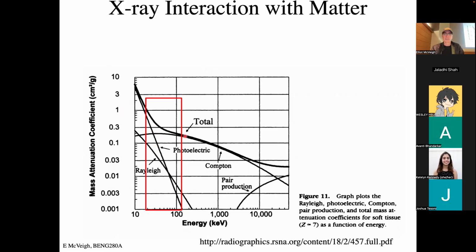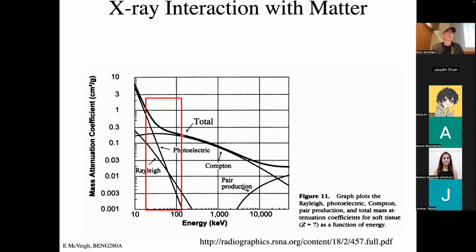This curve gives the probability, or the mass attenuation coefficient, from purely Compton scattering. And as you can see, over our energy range, it is pretty constant. Okay. So that's just happening all the time for all energies at 30 keV to 120 keV.